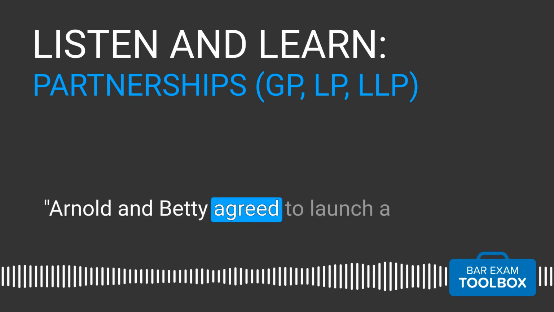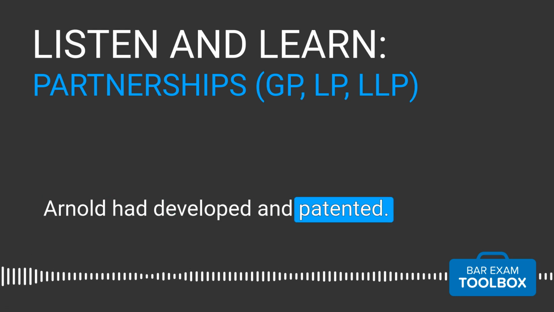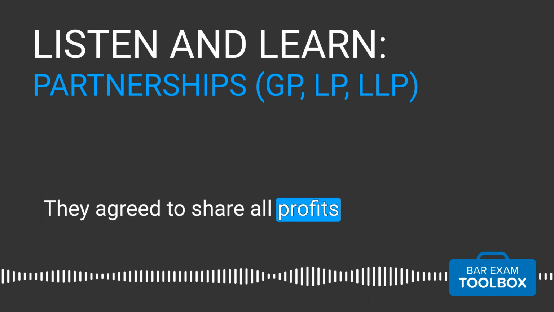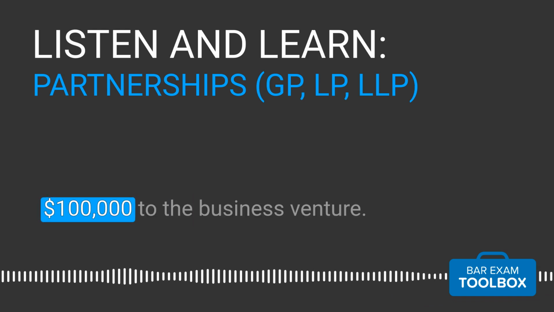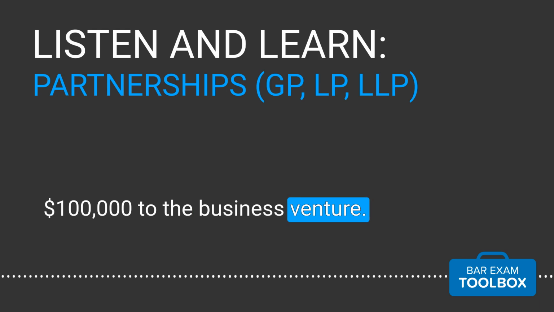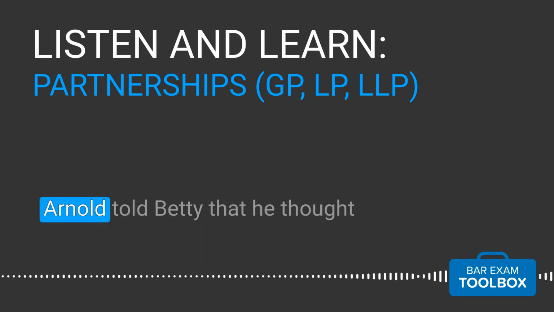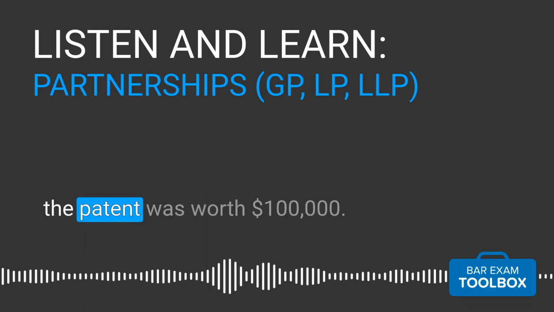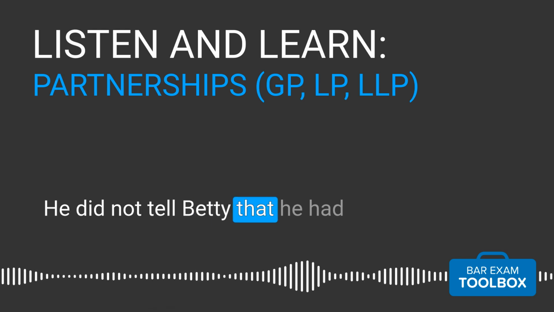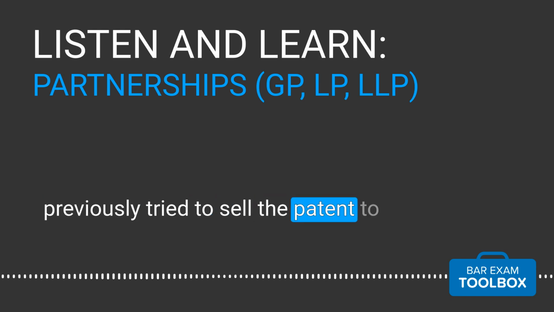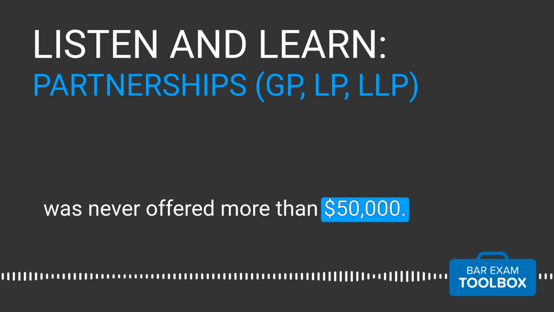Arnold and Betty agreed to launch a business selling a durable paint that Arnold had developed and patented. They agreed to share all profits and to act as equal owners. Betty agreed to contribute $100,000 to the business venture. Arnold agreed to contribute his patent for durable paint. Arnold told Betty that he thought the patent was worth $100,000. He did not tell Betty that he had previously tried to sell the patent to several reputable paint companies but was never offered more than $50,000.